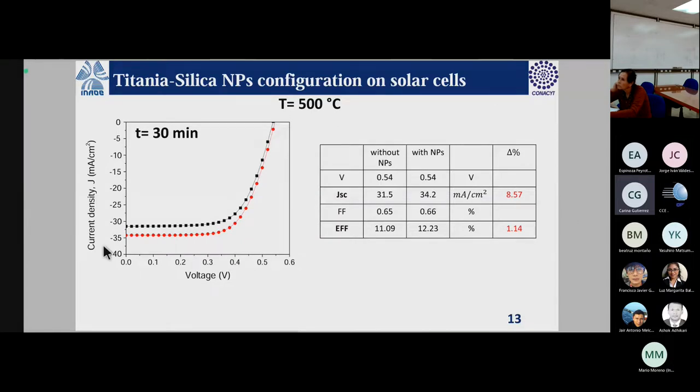We can see the same result. The black line corresponds to the solar cell without any nanoparticles, and when we deposit the nanoparticles over solar cells, we can increase the current density. But we had initial doubts about whether the nanoparticles are really interacting with the solar cell to increase its efficiency.